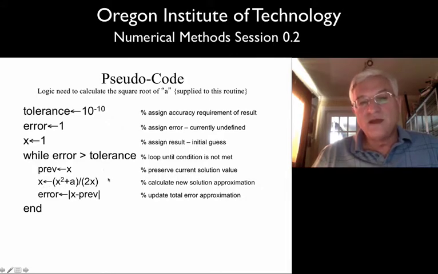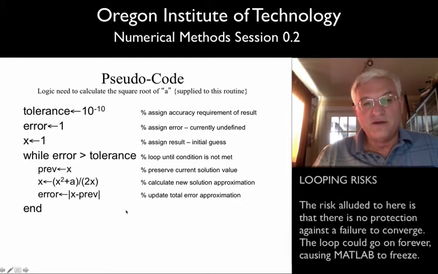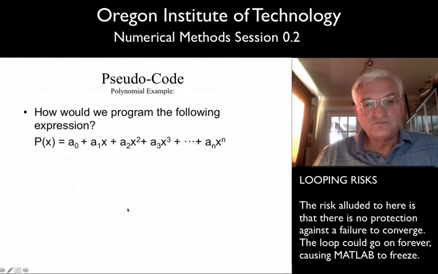That is one of the ways that we can do a stopping rule. There are others, but that's one. This one has some risks that we'll talk about later in the course. But this is the fundamentals of an algorithm that will compute square roots.